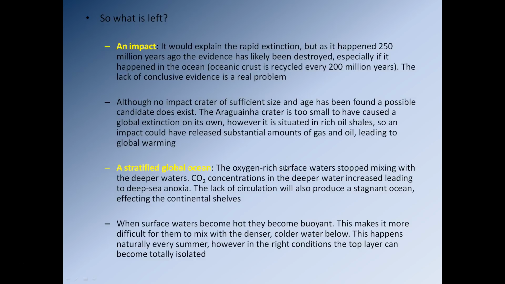So what's left? Well, the obvious one that we're going to go to straight away is a meteorite impact. So it would help to explain the rather rapid extinction, but as it happened 250 million years ago, the evidence for any meteorite impact would be very difficult to find, especially if it happened in the ocean. So we need to remember that oceanic crust is typically recycled on a 200 million year timescale. So that means there's a very good chance that any impact crater produced by an impact at that time has been subducted and lost. So that means it's going to be very difficult to find conclusive evidence.